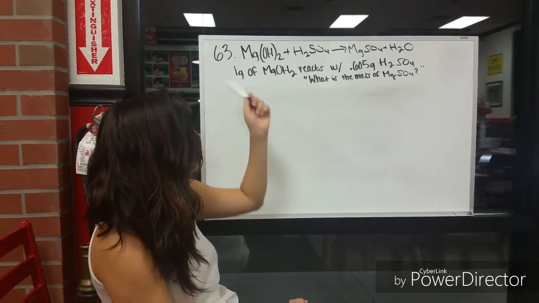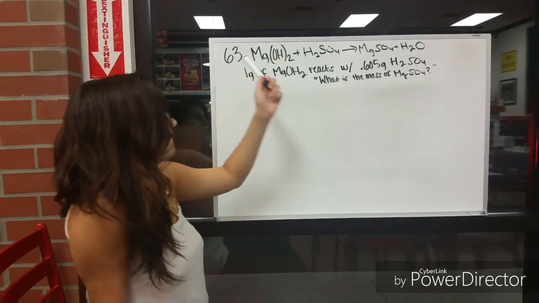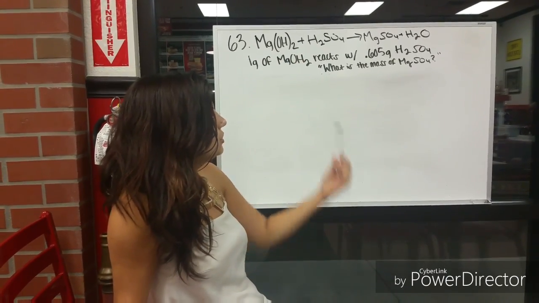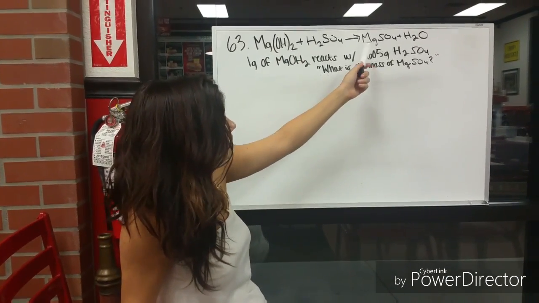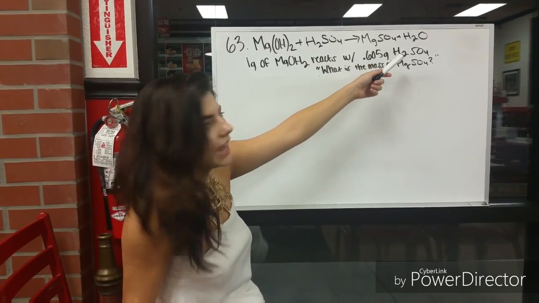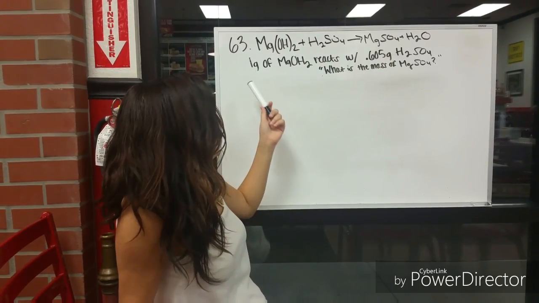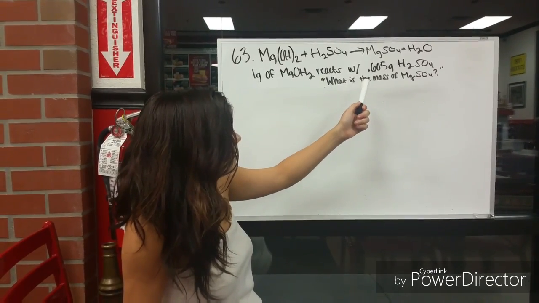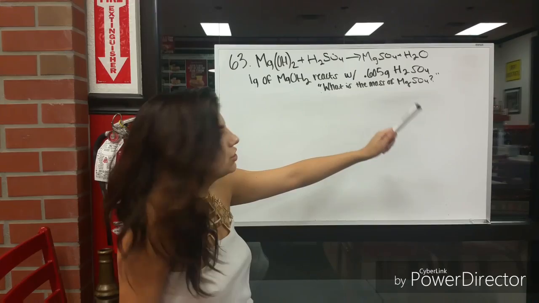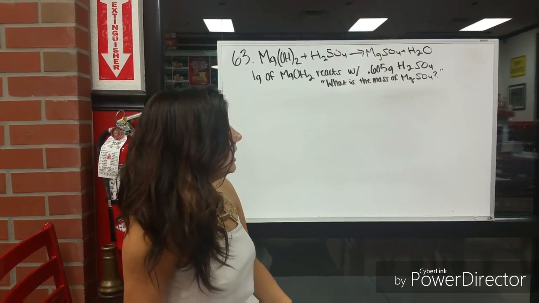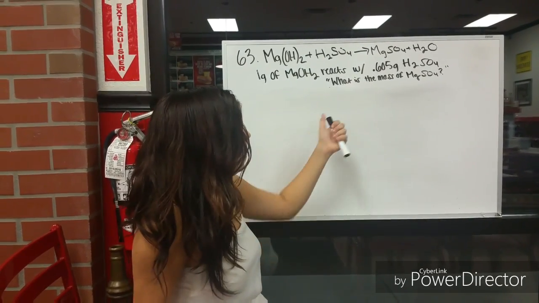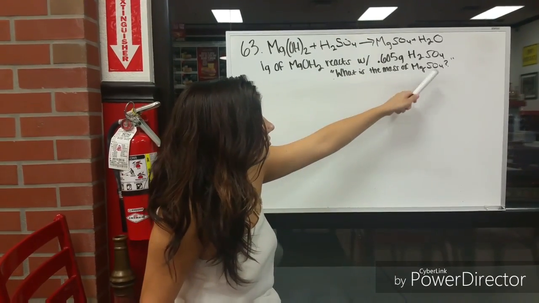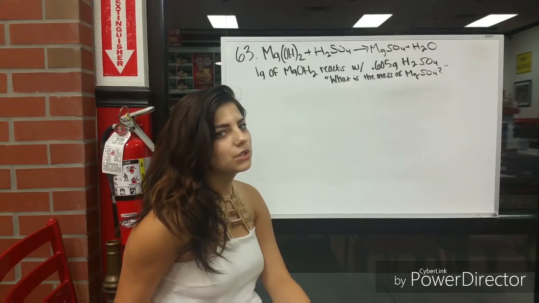So my problem is number 63, and I have Mg(OH)2 plus H2SO4 reacts to MgSO4 plus H2O. And we are given 1 gram of Mg(OH)2 reacting with 0.605 grams of H2SO4. And our question is, what is the mass of MgSO4?